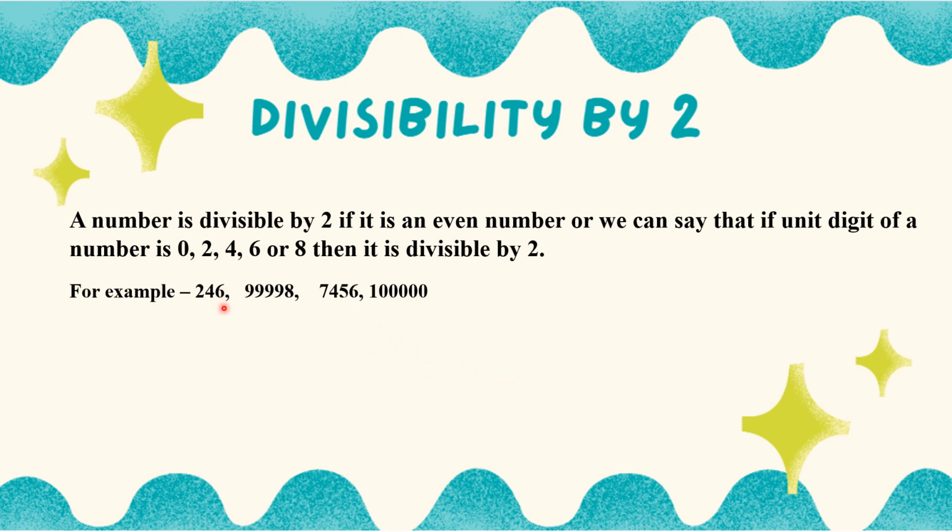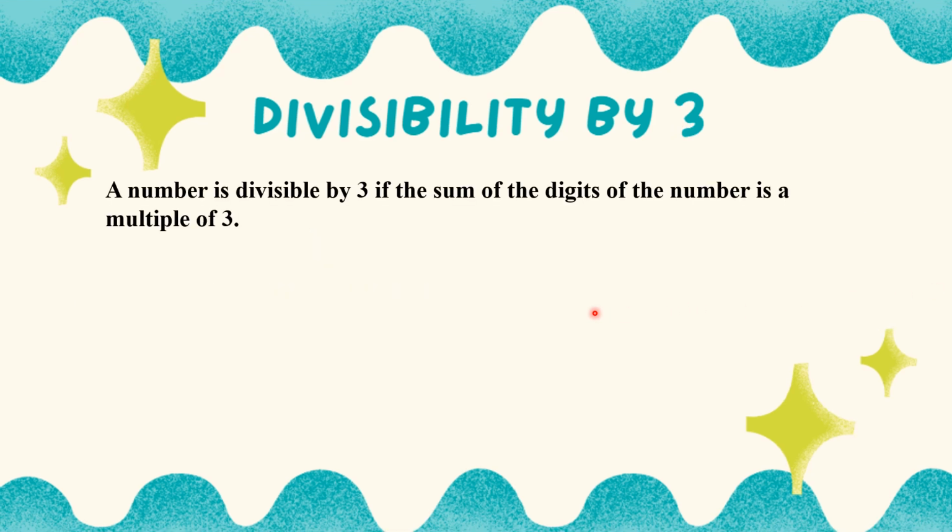Like 246, if you see, the unit place is 6. So I can say this number is divisible by 2. Second number, 8 is in the unit place. Third, again 6 is there. And in the fourth number, 0 is there in the unit place. So all these numbers are divisible by 2 because their unit digits end with 6, 8 and 0.